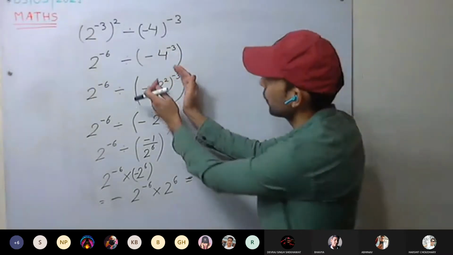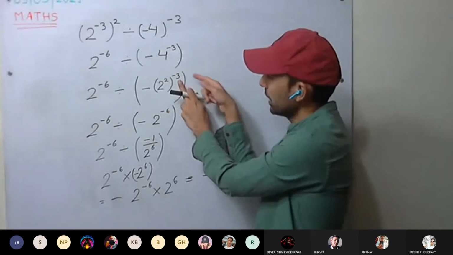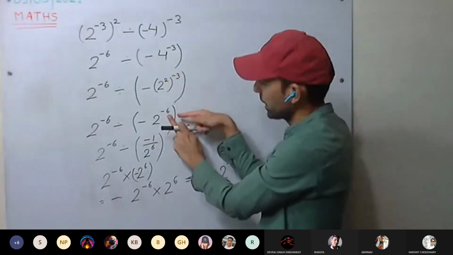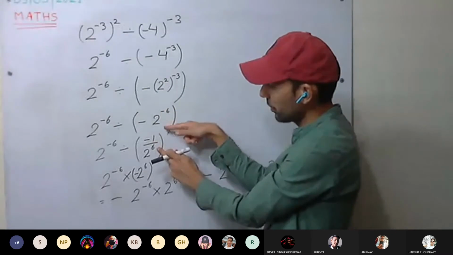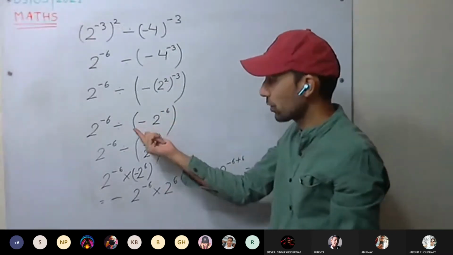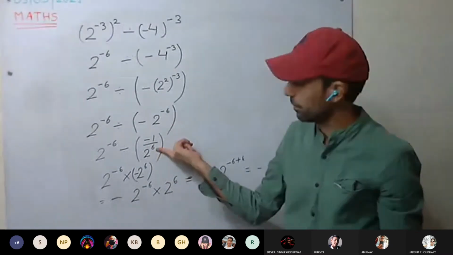This is clear. This 4 we can write as 2 squared. So 4 raised to power minus 3. Now it will be 2 raised to power minus 6. This minus 6, we can take its inverse. So minus is already there, minus 1 upon 2 raised to power 6.